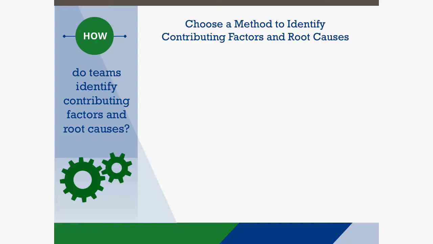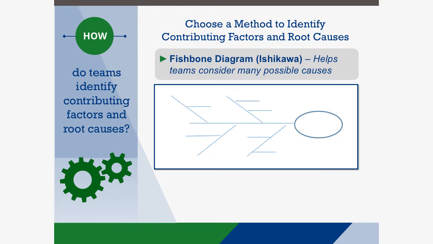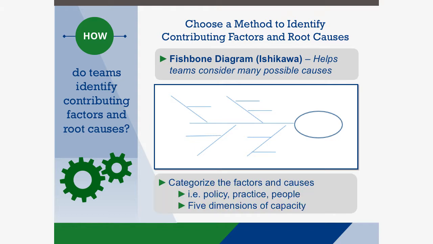Teams can use several methods to explore and consider contributing factors and root causes. We will walk through 3 methods that, when used together, can help identify contributing factors and narrow in on root causes. The first method is a fishbone or Ishikawa diagram. The identified problem is written into the circle or head of the fish, and teams map out possible contributing factors along the bones. This helps teams consider many possible causes and the factors influencing the problem.